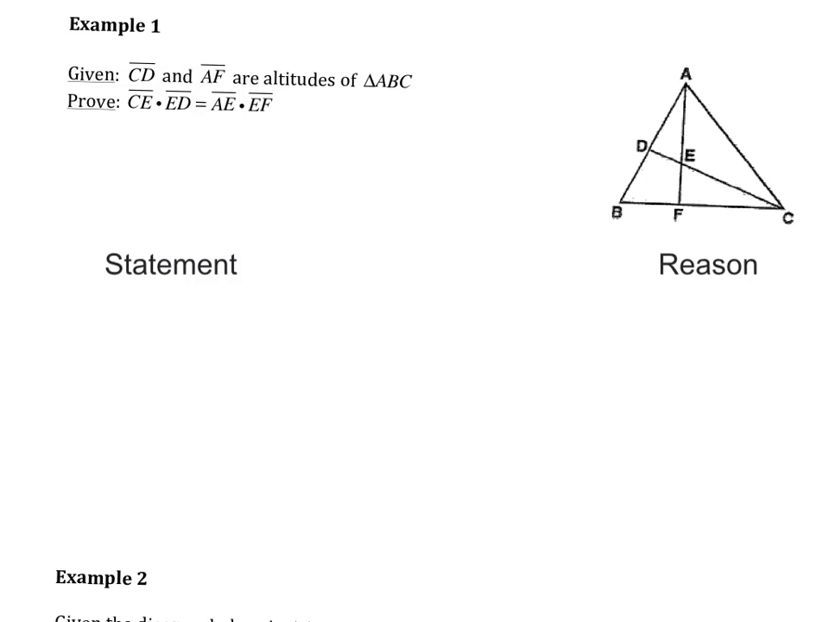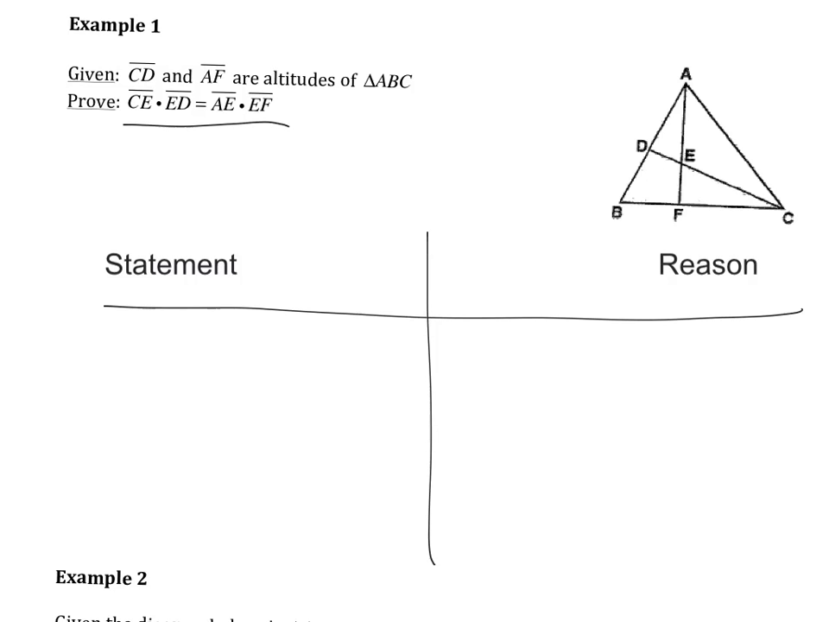So this one is a bit tricky. We are talking about coming up with a 2-column proof of why the products of these segments are equal. Now keep in mind that if we are going to prove products of segments are equal, we definitely want to prove that two triangles are similar. And one of the hard parts is figuring out which triangles that's going to be.